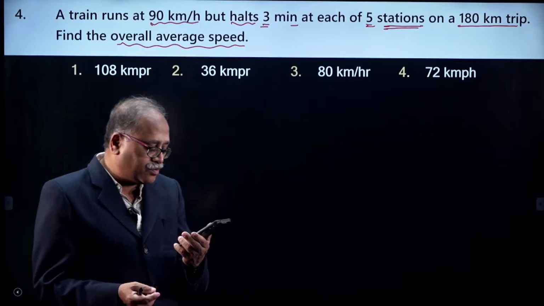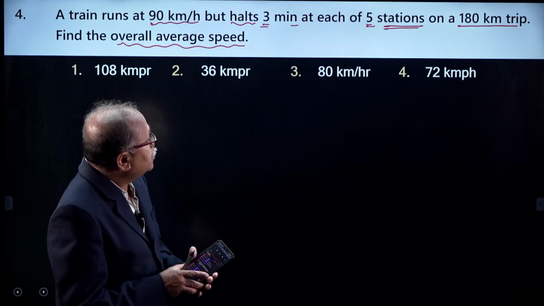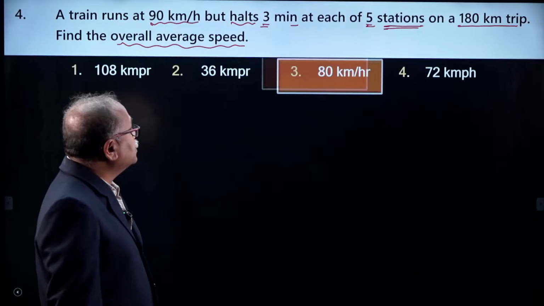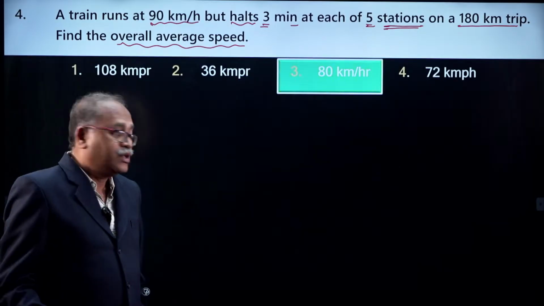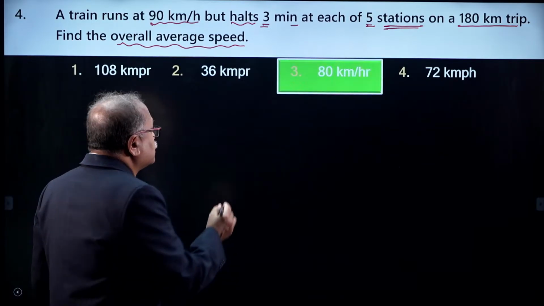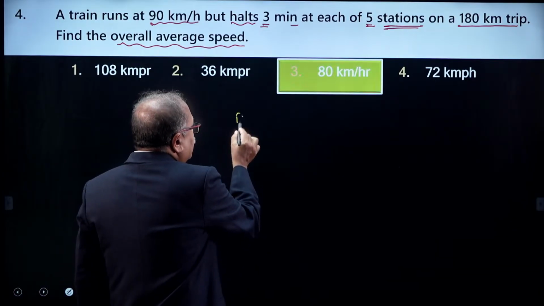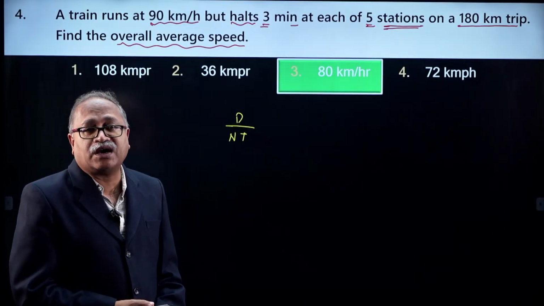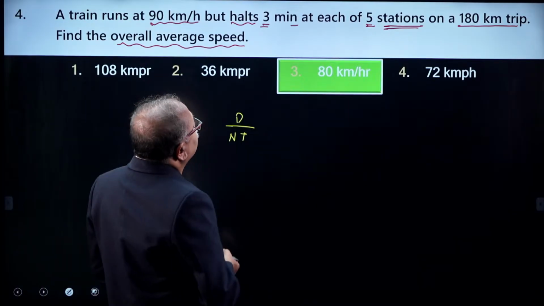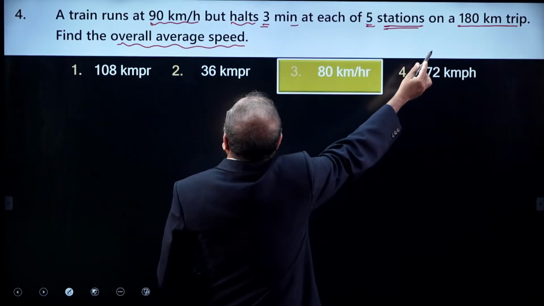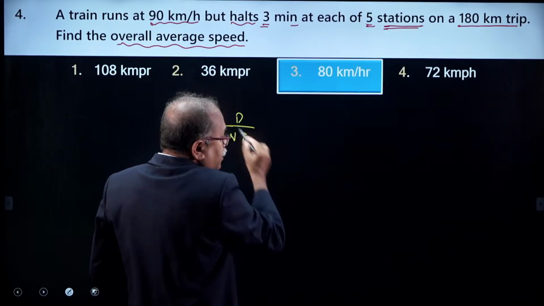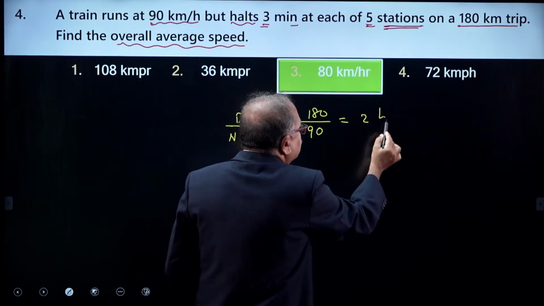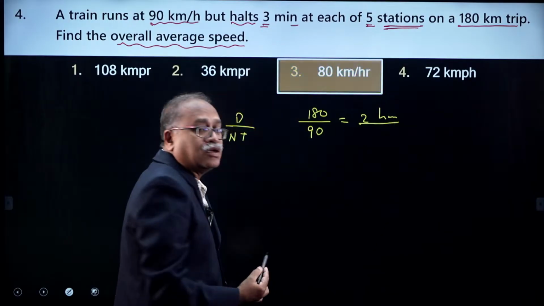80 km per hour, option C, Mr. Pandu has said 80 km per hour. Let me check that. Yeah, that's right. So he knows that the average speed is nothing but distance by new time. And what is the new time? He should take 180 km with a speed of 90 km per hour. That means 180 by 90, he should take 2 hours. That is the time.